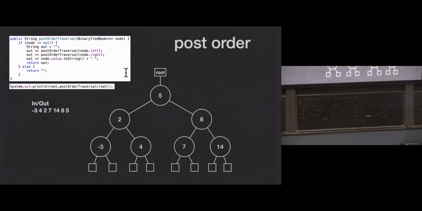And for the root node 5, it's going to make its left recursive call. That recursive call has to do all of its stuff before it returns to 5. Then it's going to make its right recursive call, which is going to do all of the stuff over here before it returns. And then we finally get to concatenate 5 to the very end of everything, and then return back to whoever called the method to begin with.